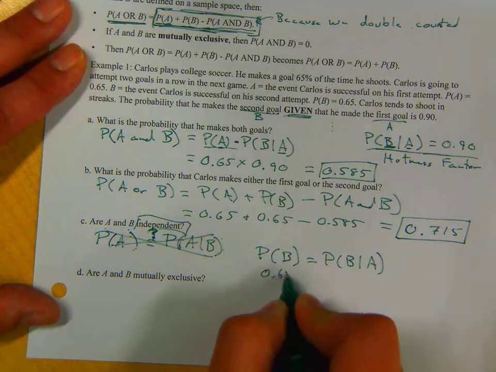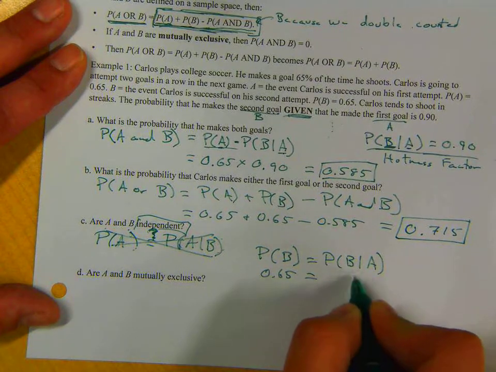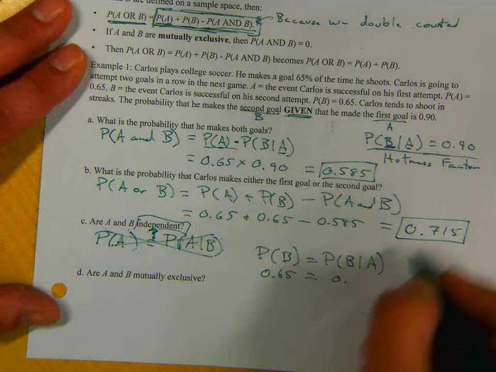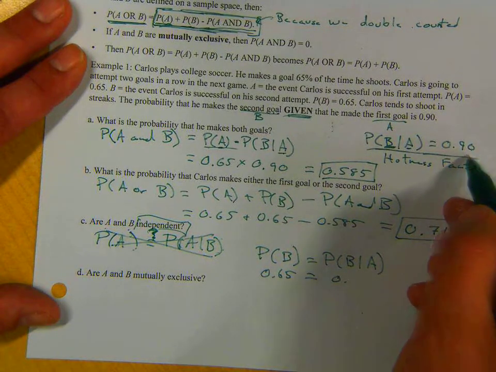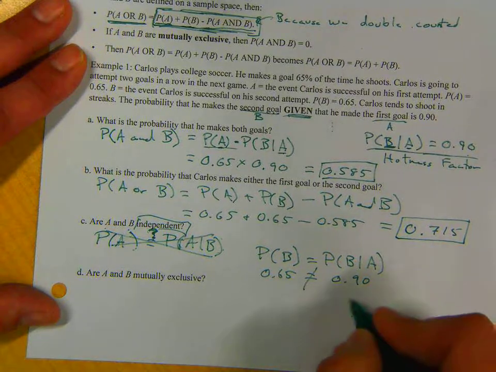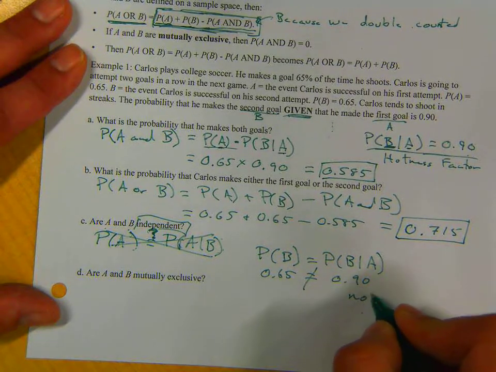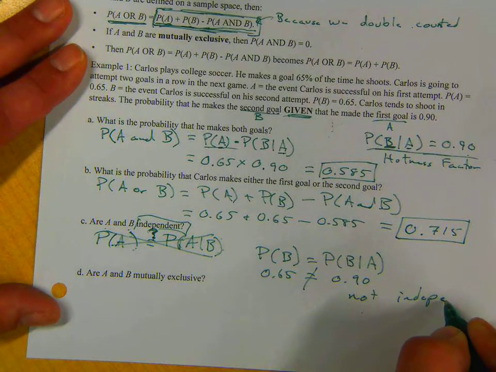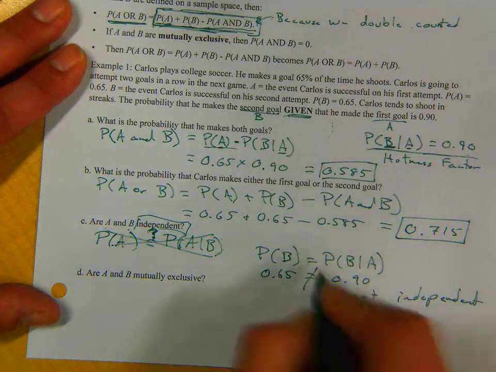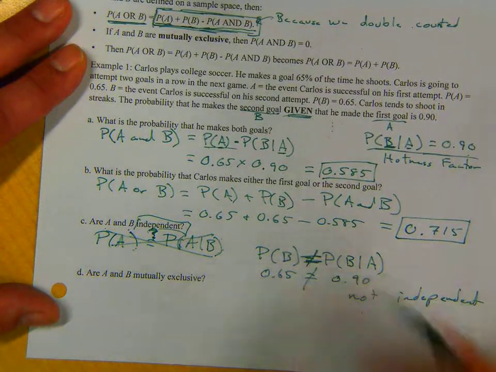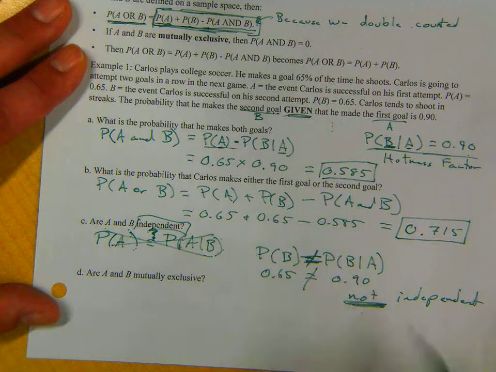This is 0.65. This one was, what was that? Oh no, that was the and statement. 0.90 was given to us. These are not equal, so it means not independent, or dependent is what we could call it. So since these are not equal, it implies not independent.